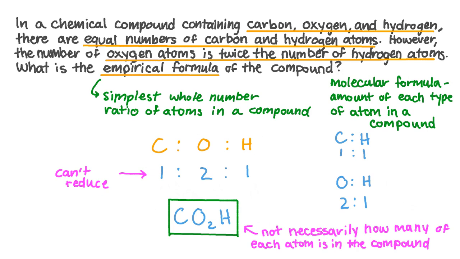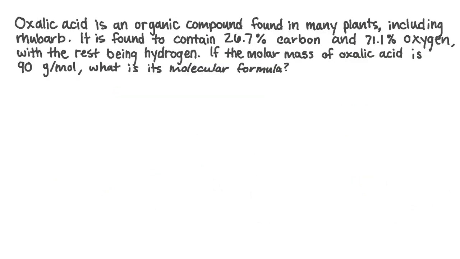Now let's look at a problem that's a little bit harder. Oxalic acid is an organic compound found in many plants, including rhubarb. It is found to contain 26.7% carbon and 71.1% oxygen, with the rest being hydrogen. If the molar mass of oxalic acid is 90 grams per mole, what is its molecular formula?